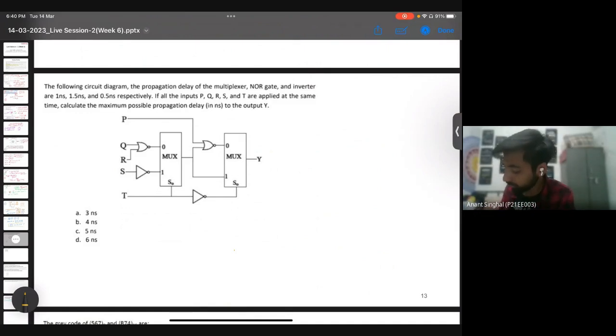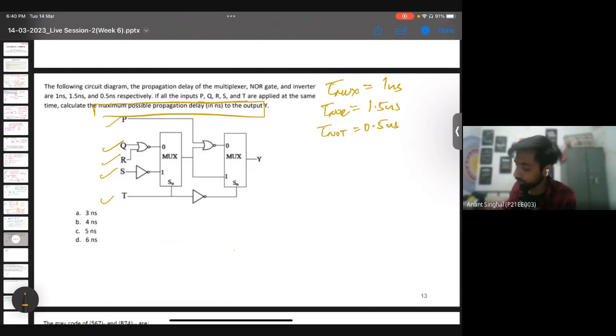This question says that in the following circuit, the propagation delay of multiplexers is 1 nanosecond, the NOR gate is 1.5 nanoseconds, and the inverter NOT gate is 0.5 nanoseconds. When P, Q, R, S, T are applied at the same time, what is the maximum possible propagation delay? There are only two cases based on the select line: either t equals 0 or t equals 1.